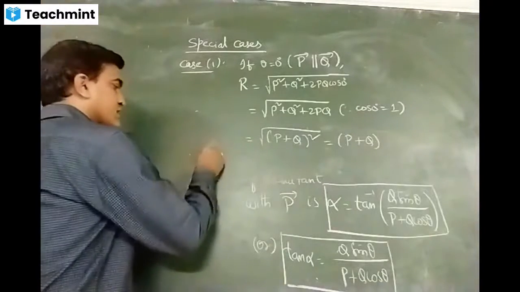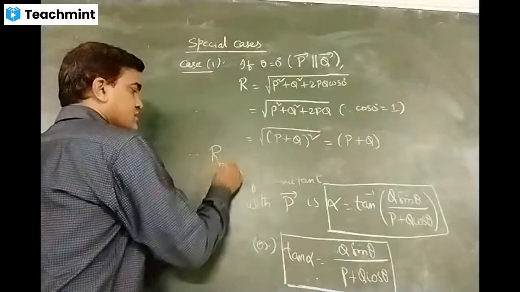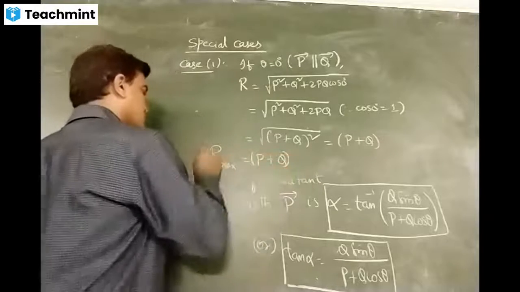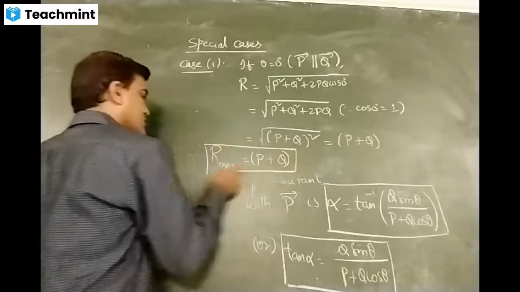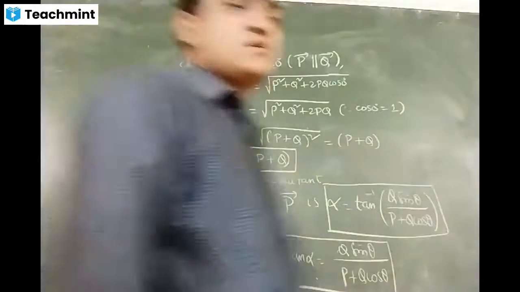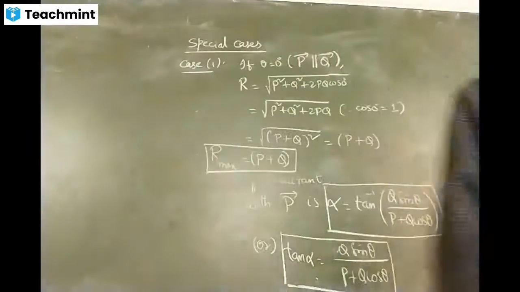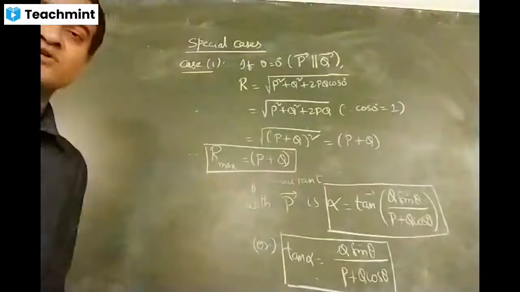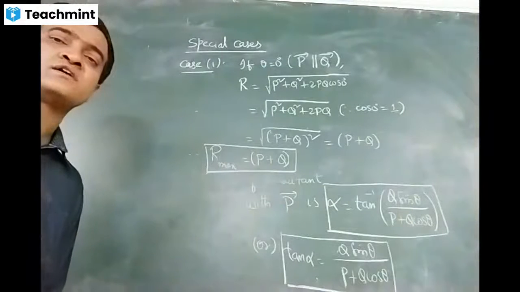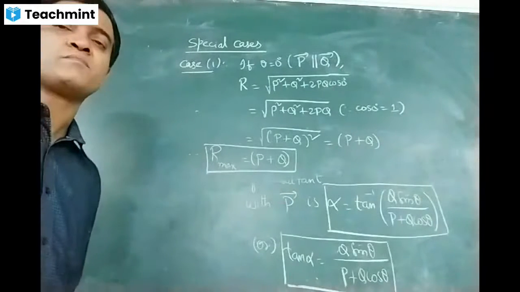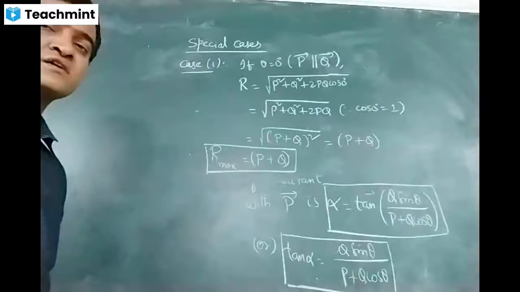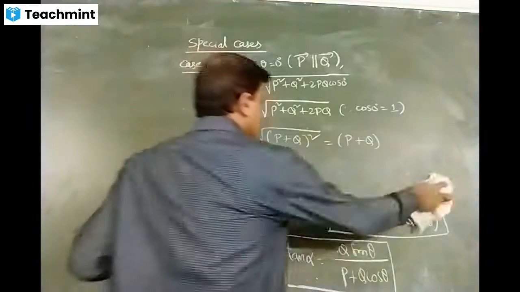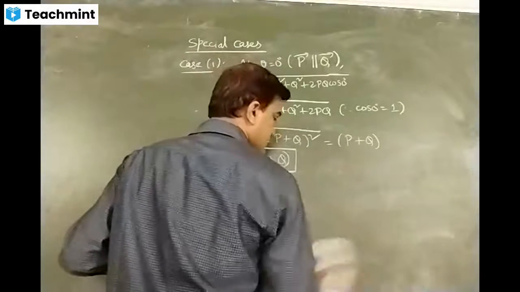And the formula I will get finally is P plus Q. Therefore, I can write that the resultant is maximum, whose value is P plus Q. Maximum resultant you will get only when theta is equal to 0 degrees. When the angle between two vectors P bar and Q bar is 0 degrees, the resultant we obtain is maximum. The maximum value of resultant is P plus Q.